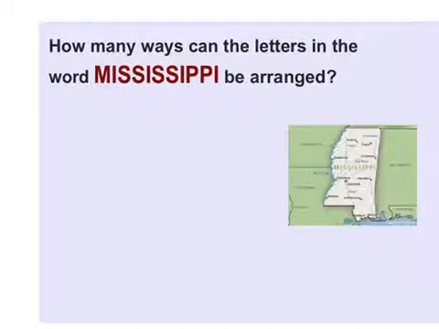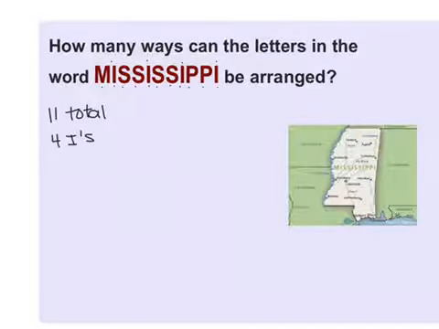How many ways can the letters in the word Mississippi be arranged? The first thing we need to figure out is how many total we have. We have 1, 2, 3, 4, 5, 6, 7, 8, 9, 10, 11 total letters. So I have 11 total. And I need to look for repeats. Well, we know that we have multiple I's. I have 1, 2, 3, 4 I's here. So I have 4 I's.